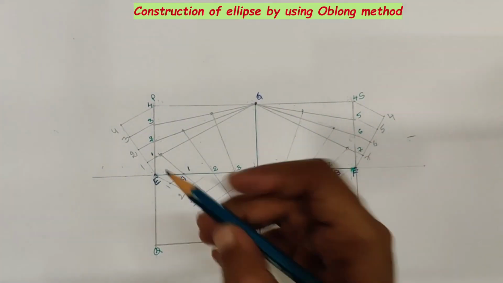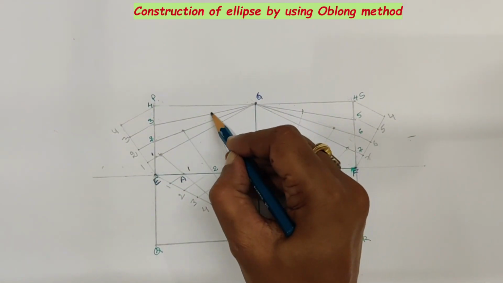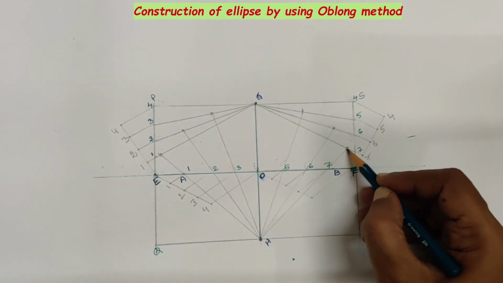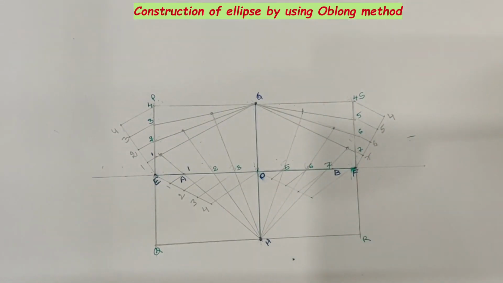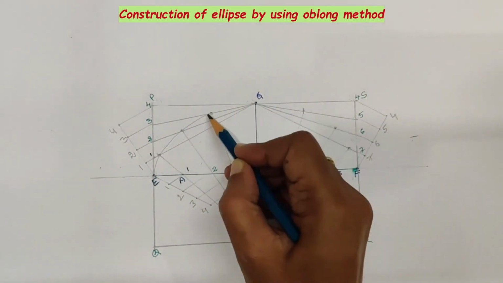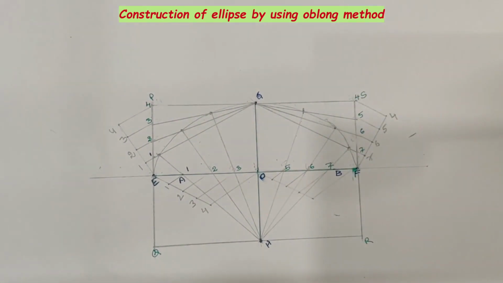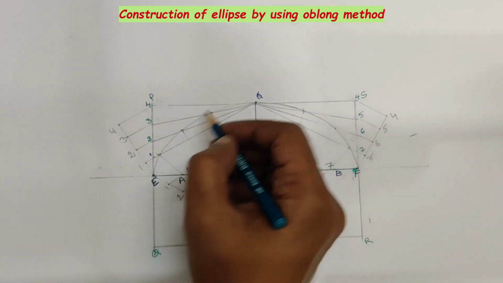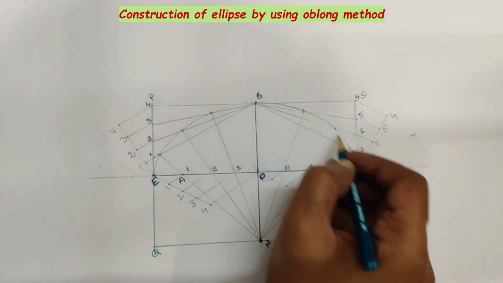Then passing through E, P1, P2, P3, G, P5, P6, P7 and F, draw a smooth curve. This curve is nothing but half of the elliptical curve. Now we will draw this curve.